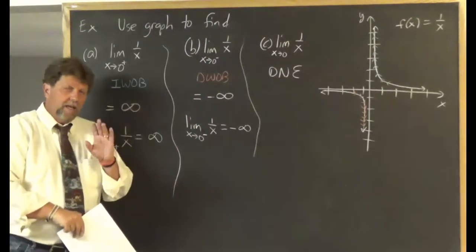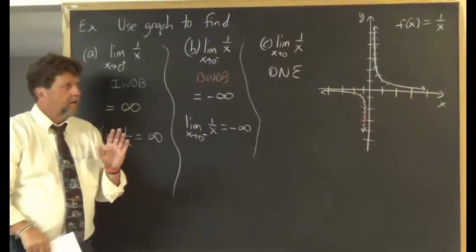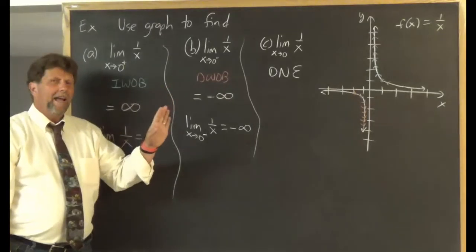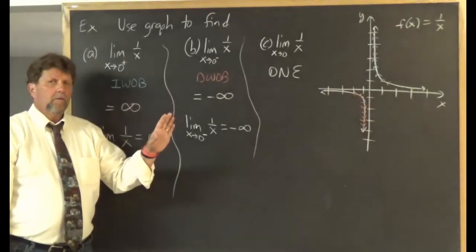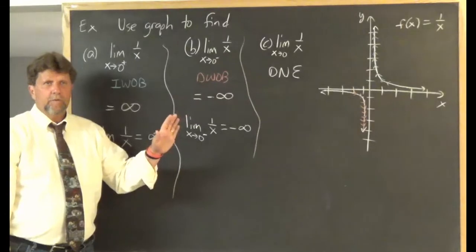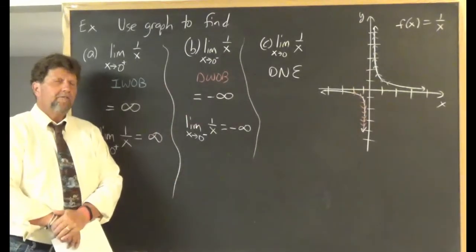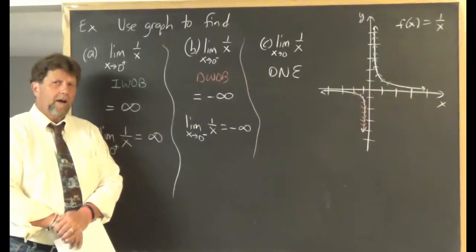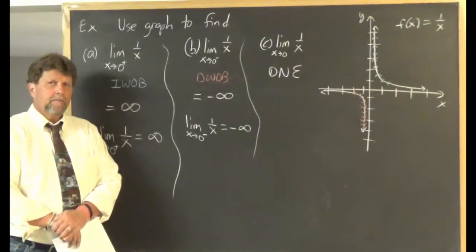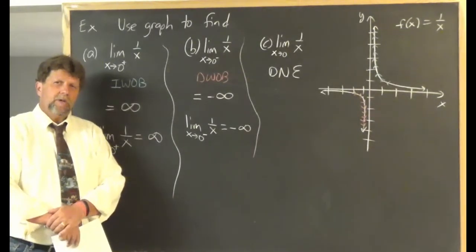Before we head back to the slides, I'm just going to point out one thing real quick. Notice that the y-axis, which has an equation of the form x equals 0, is a vertical asymptote for the graph of 1 over x. All right, let's head back to the slides and see what's next.